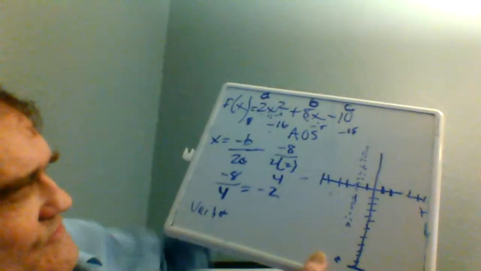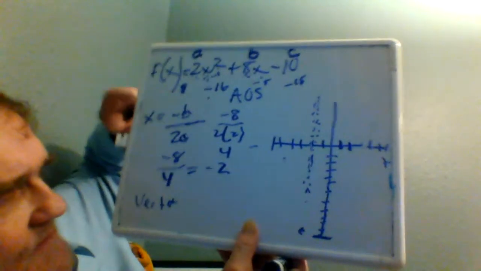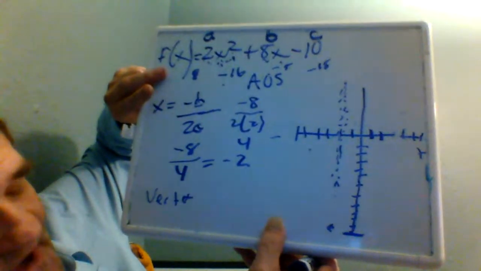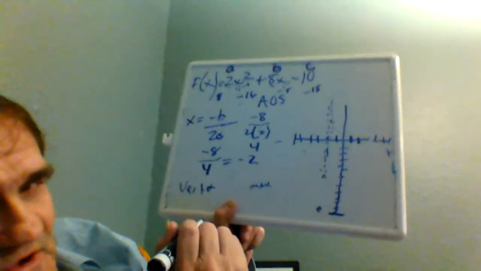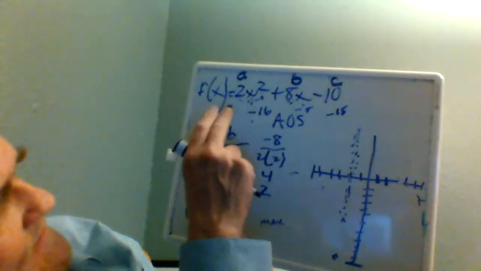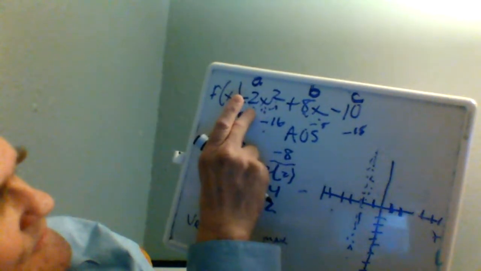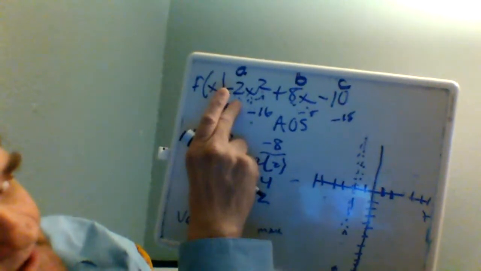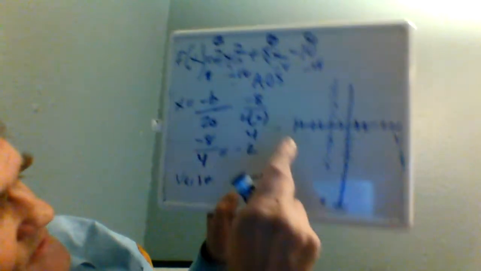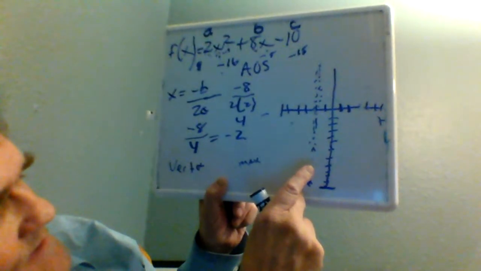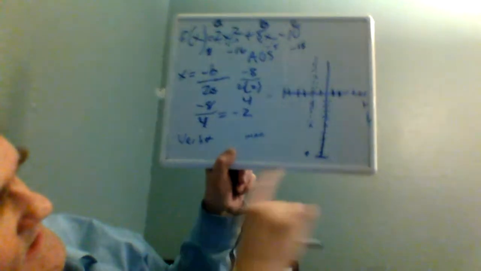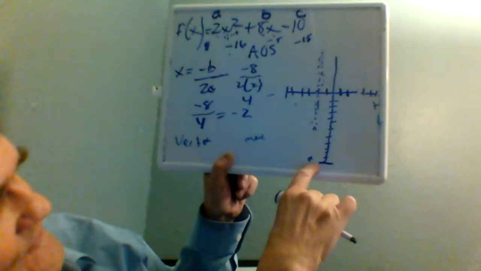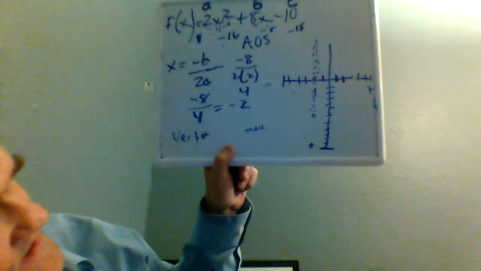Now, it's interesting because in a parabola, you have either a maximum or a minimum vertex, right? Maximum or minimum. Now, what's that determined by? It's determined by the sign, whether this number is negative or positive. If it is a negative, it means that it's pointing down, and this would be called the maximum because it's going all the way down.